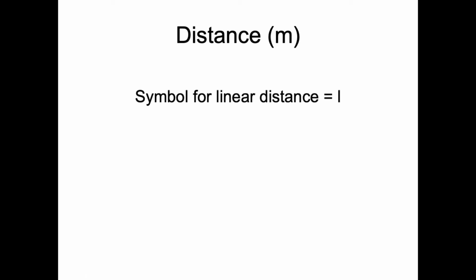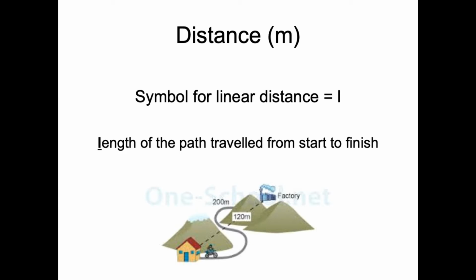Let's start with our discussion of distance and displacement. Distance is a scalar variable, which means that it has a magnitude and a unit, but no direction. The symbol that we use to illustrate linear distance, and by linear I mean we're talking about the distance within a coordinate system with an x and a y, is L. One good way to remember it is that the definition of distance is the length of the path traveled from start to finish.